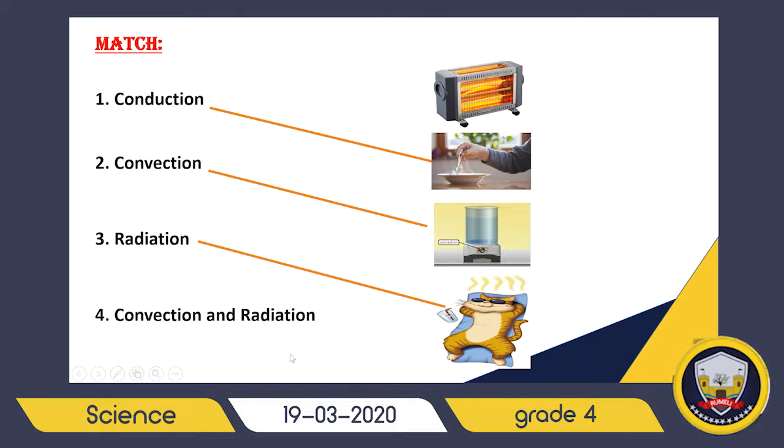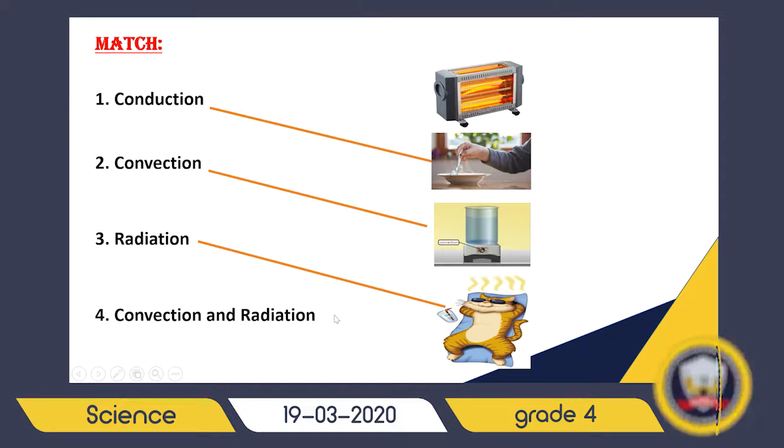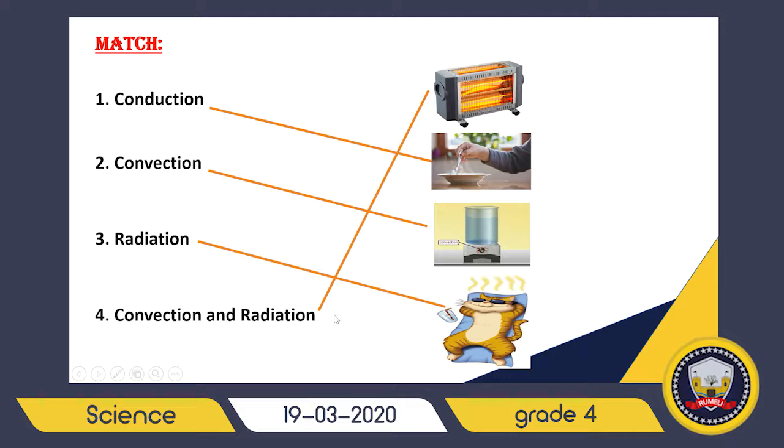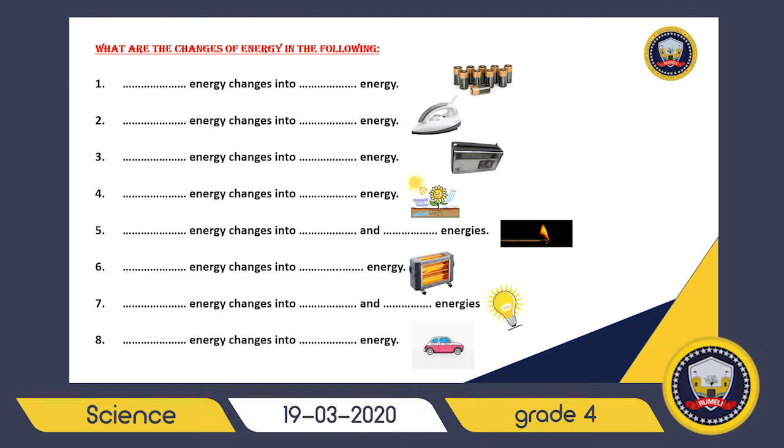While convection and radiation together, as we have said, is like an electric space heater, the heat transferred from the electric heater by both convection and radiation. Okay, so study this exercise very well, and the other one as well. Here is an exercise for you. You can do it as homework, and we are going to check it together in our next meeting.